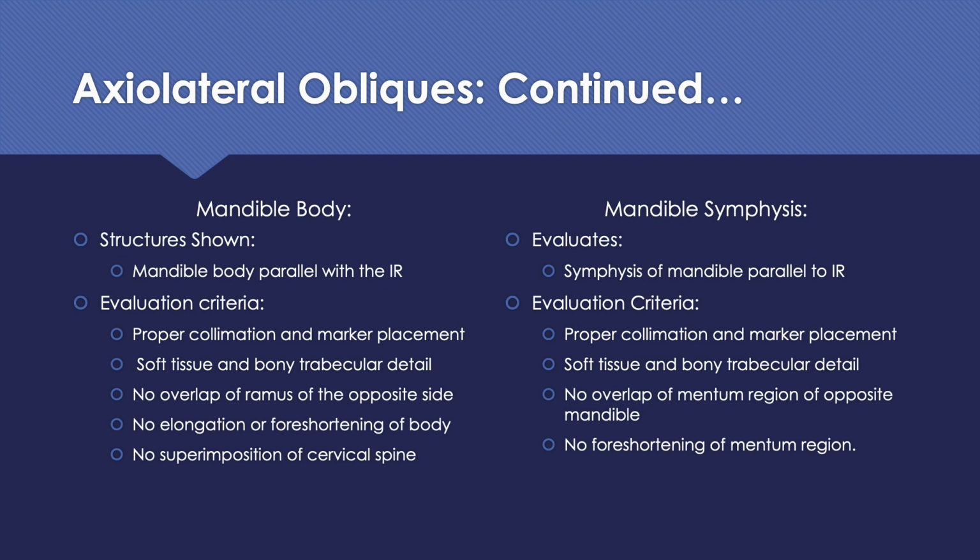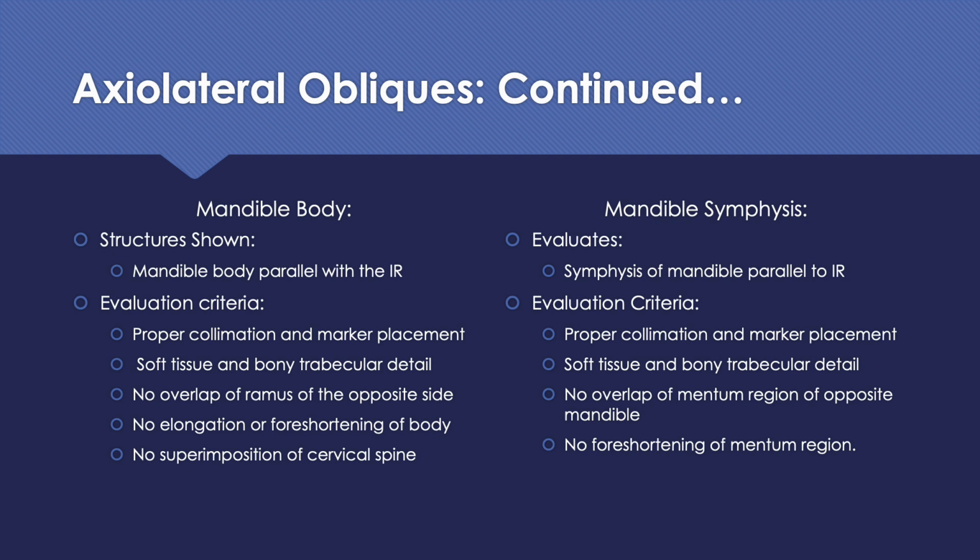Here is the evaluation criteria for each projection. The mandible body: the structure shown with the mandible body will be parallel with the IR. We will have proper collimation and marker placement, also soft tissue and bony trabecular detail. For this body, we will have no overlap of the ramus of the opposite side, no elongation or foreshortening of the body, and no superimposition of the cervical spine.